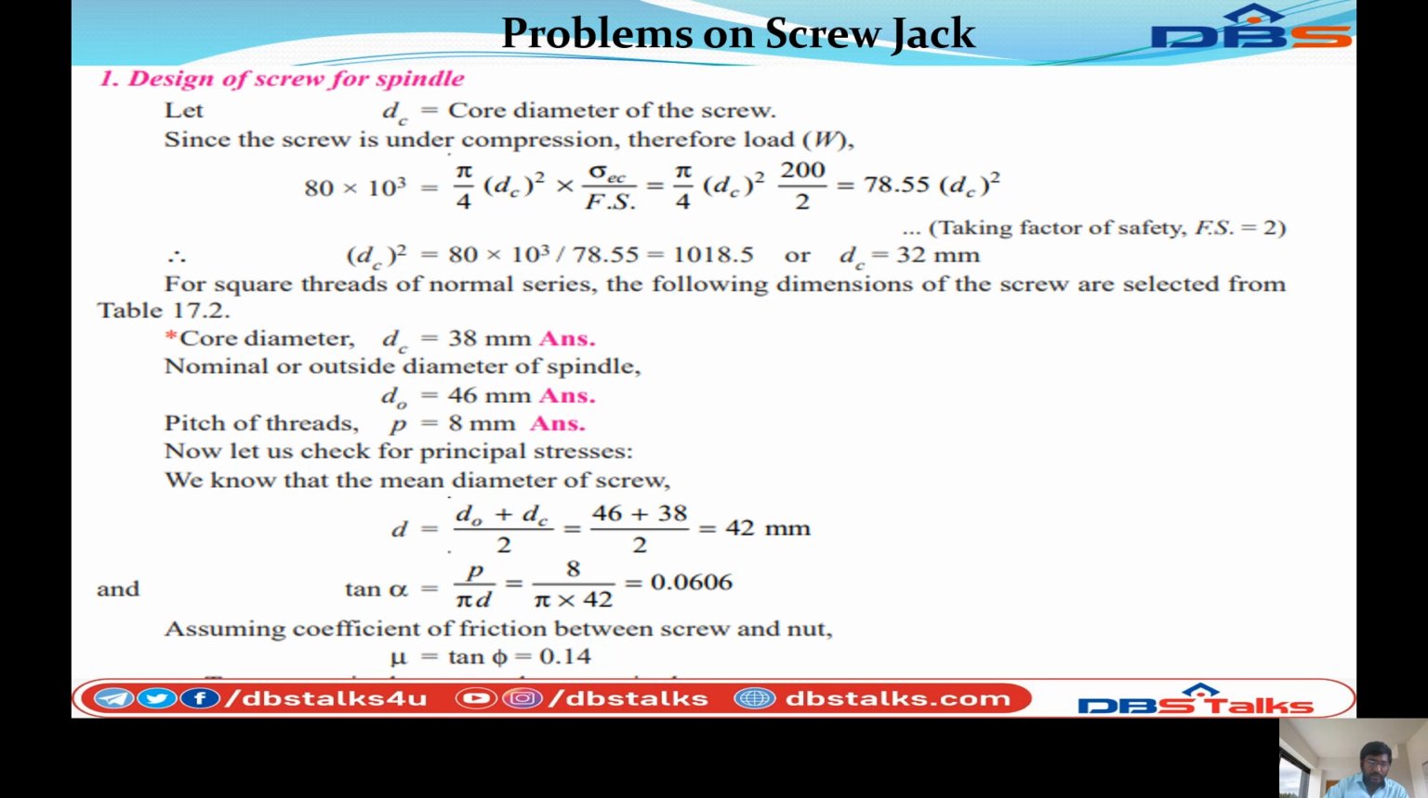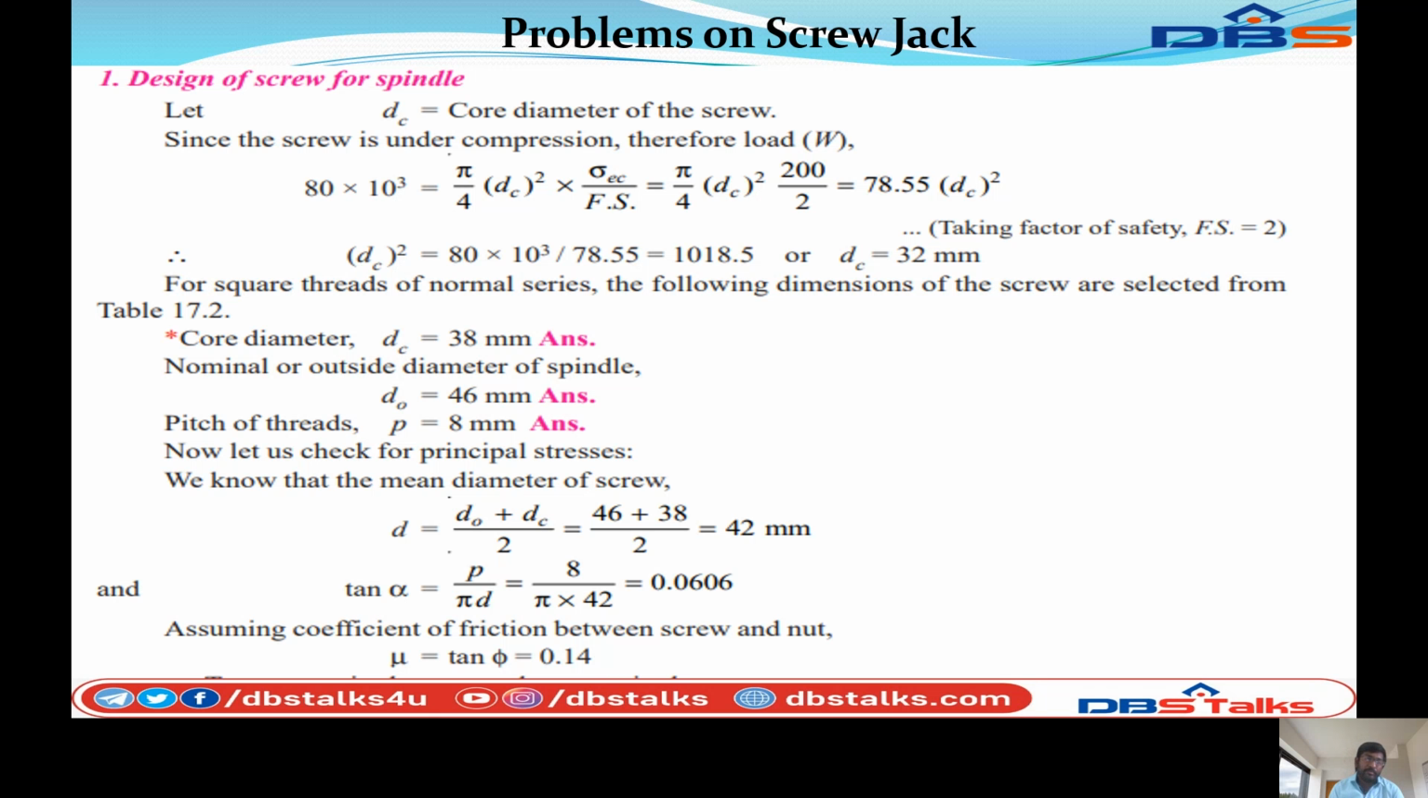And finally, let's check the principal stresses. We know that the mean diameter of the screw, small d, is equal to d0 plus dc by 2, that is equal to 46 plus 38 divided by 2, that is equal to 42. Finally, small d is equal to 42 mm, and you can calculate tan alpha.